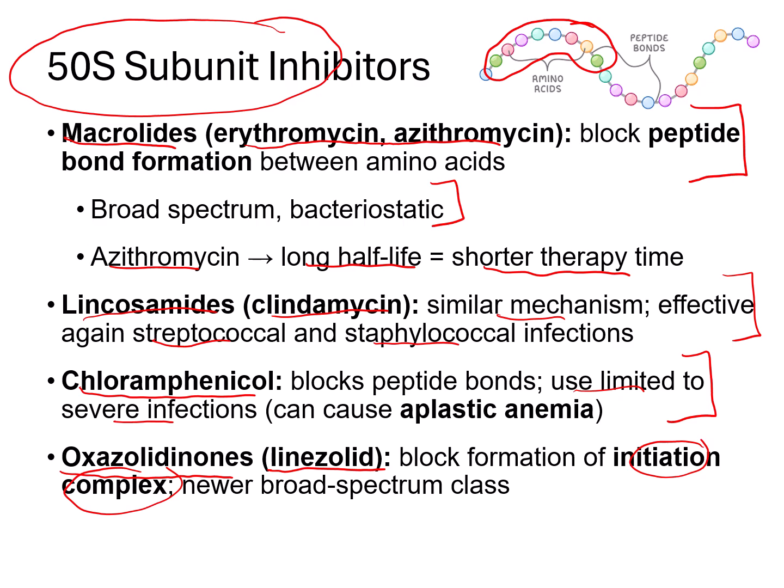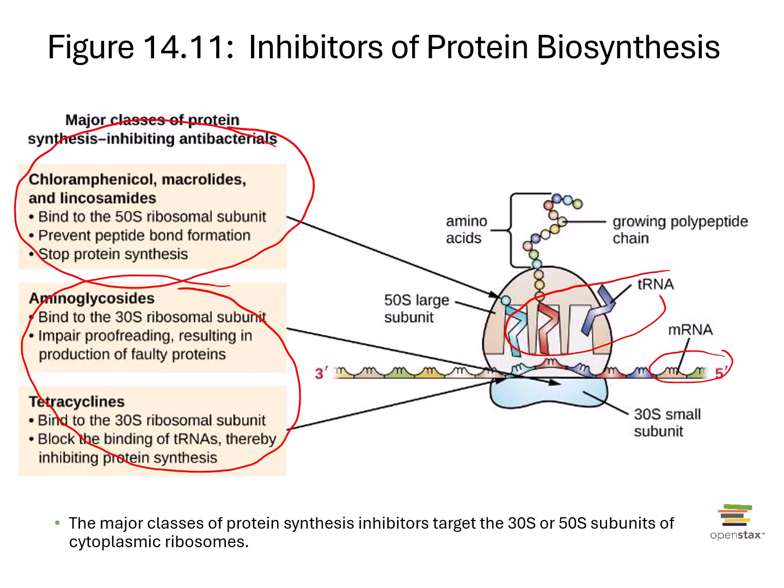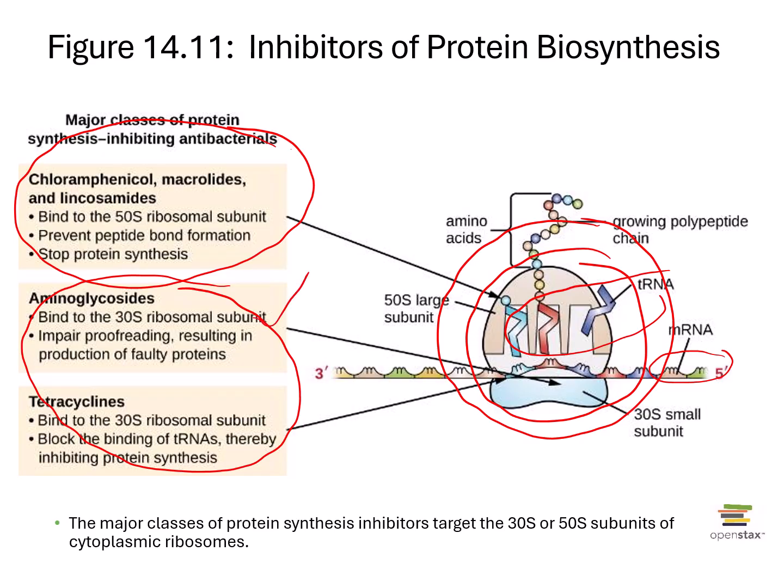So if we go back to that previous figure we looked at together, the 30S drugs block or affect decoding of the messenger RNA, and they affect tRNA binding as well. Whereas the 50S drugs, they affect peptide bond formation and formation of the initiation complex, where you get all of these components together. And both the 30S and the 50S drugs prevent essential protein synthesis and thus bacterial growth.